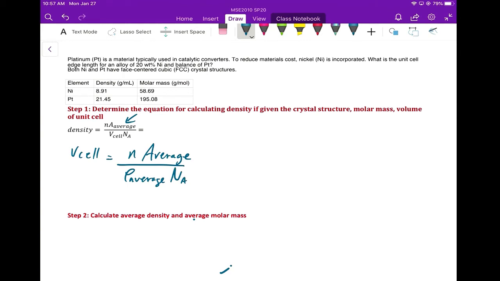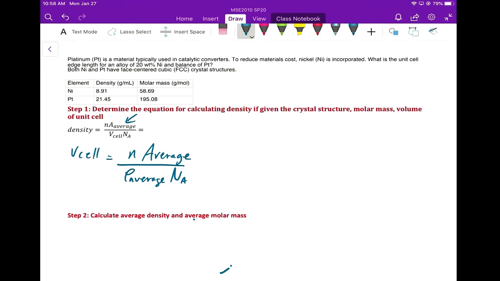So it's clear that we don't know two things, right? We're solving for V cell because it contains our lattice parameter in there. That's the unit cell edge length. And we don't know A average and rho average. And that's what we're going to solve for. Okay? So that would be step 2.